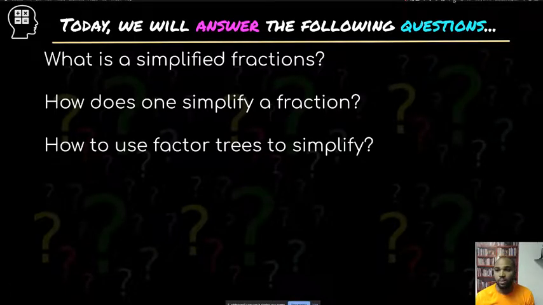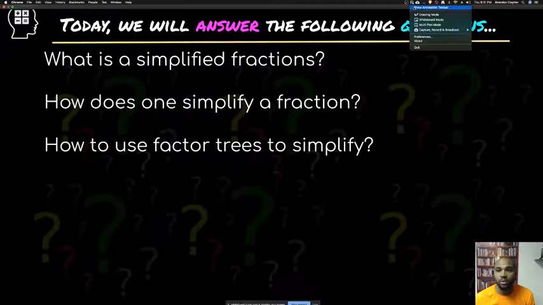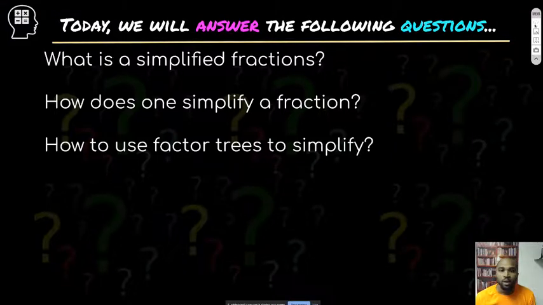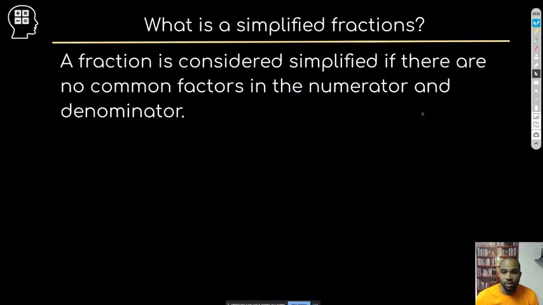So as I normally do, let's start out with the questions that we want to answer for today. First question is, what is a simplified fraction? And how does one simplify a fraction? How to use a factor tree to simplify? And when would I need to use it? Those questions and more we will answer in the following lesson. So let's jump into it.